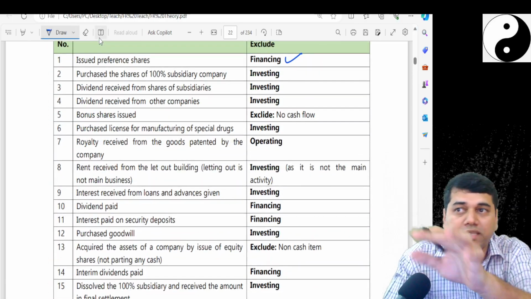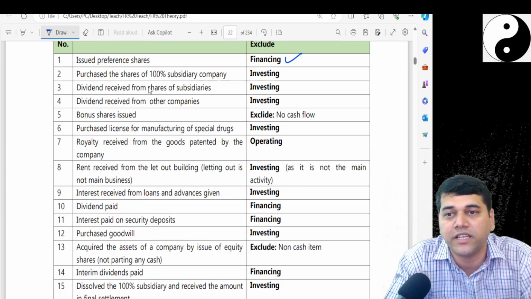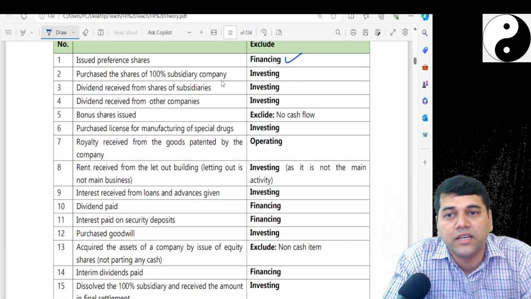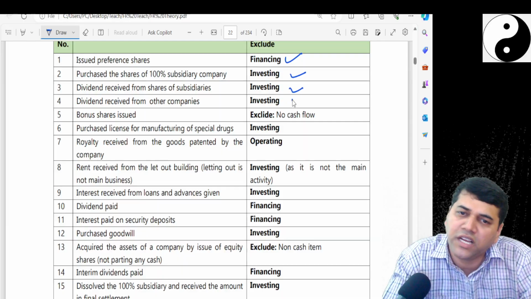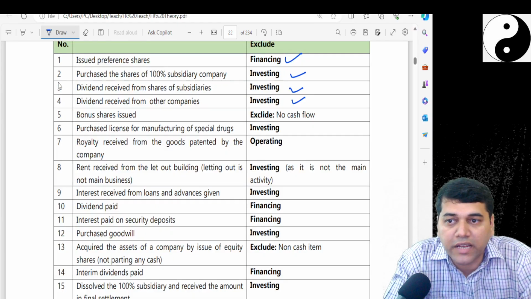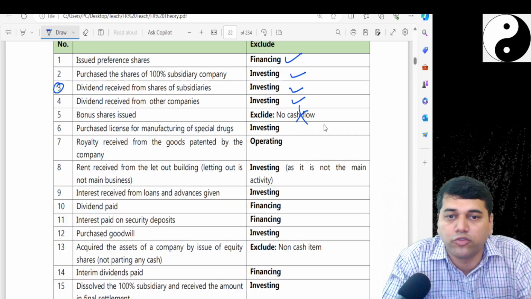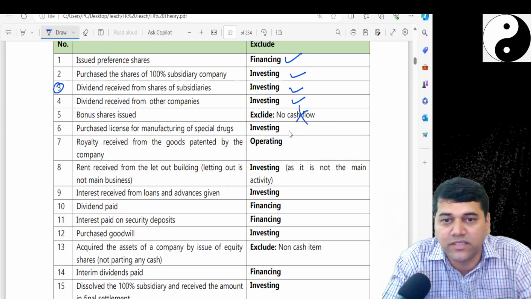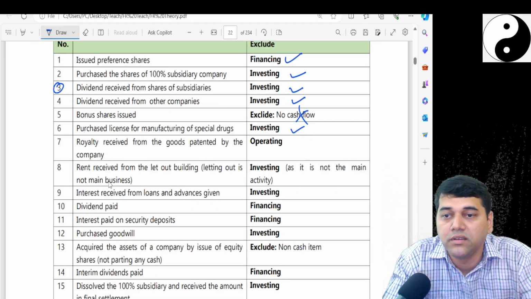Now the first one, okay, just go through, we have discussed in detail. Let us see if there is any inconsistency in our understanding. Preference shares, financing. Equity shares, financing. Here dividend from subsidiary, investing, others also investing. There can be one argument, we will discuss that in some other question. Bonus shares, exclude, non-cash. License, investing, unless it is my main business.